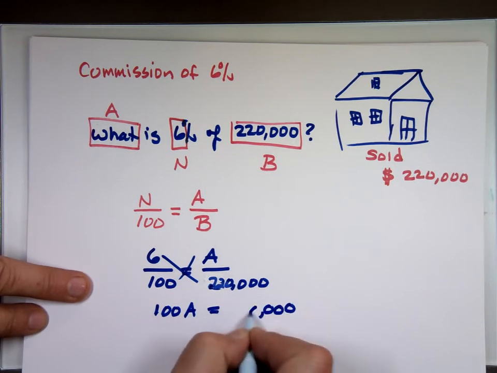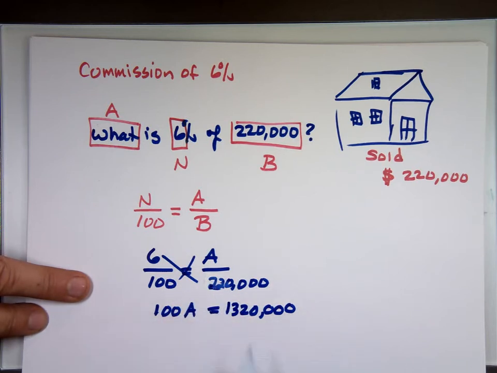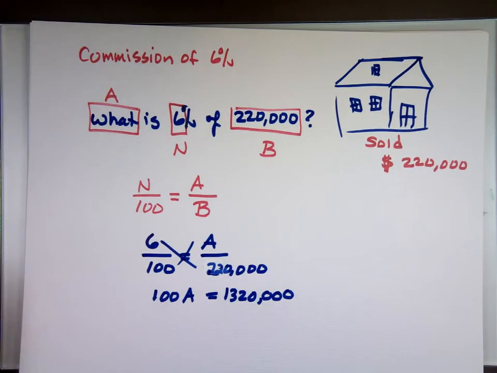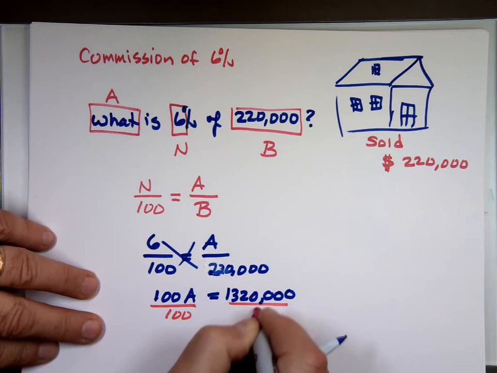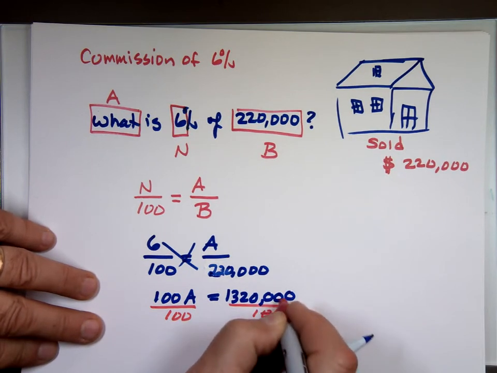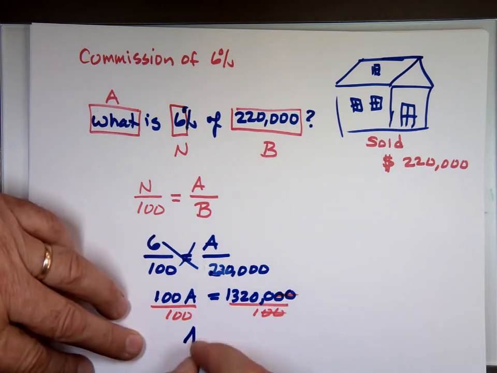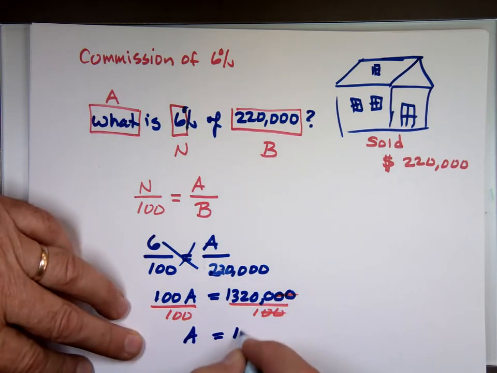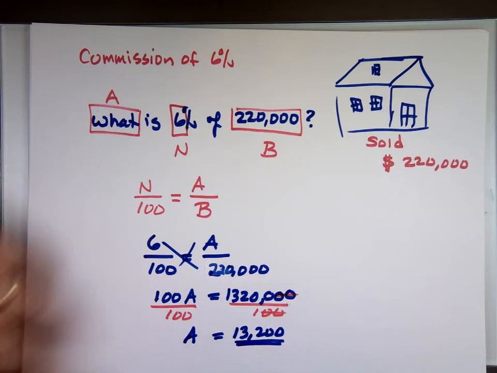6 times 2 is 12, 13. And now to solve for A, we're going to divide by 100. That will cancel these two zeros. And my commission now for selling your house will be $13,200. That's what we're going to charge you for commission.